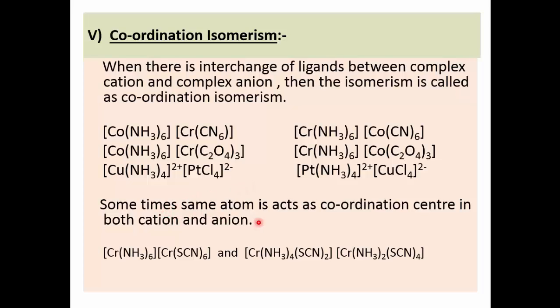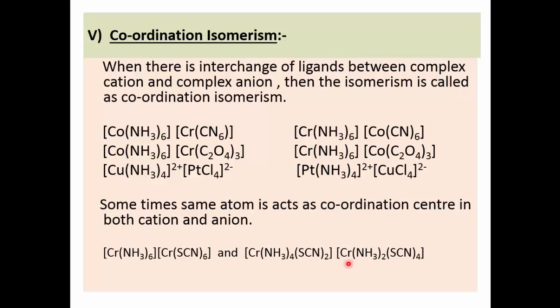Sometimes the same atom acts as the coordination center in both cation and anion. Let us explain with the help of this example. Now see, here chromium. To this chromium, 6 ammonia molecules are attached. Therefore, this is the cation. In the second square bracket, chromium is coordinated with 6 thiocyanate ions. Therefore, it is part of the anion. Followed? But see its isomer. In this case, chromium is attached to 4 ammonia molecules and 2 thiocyanate ions.